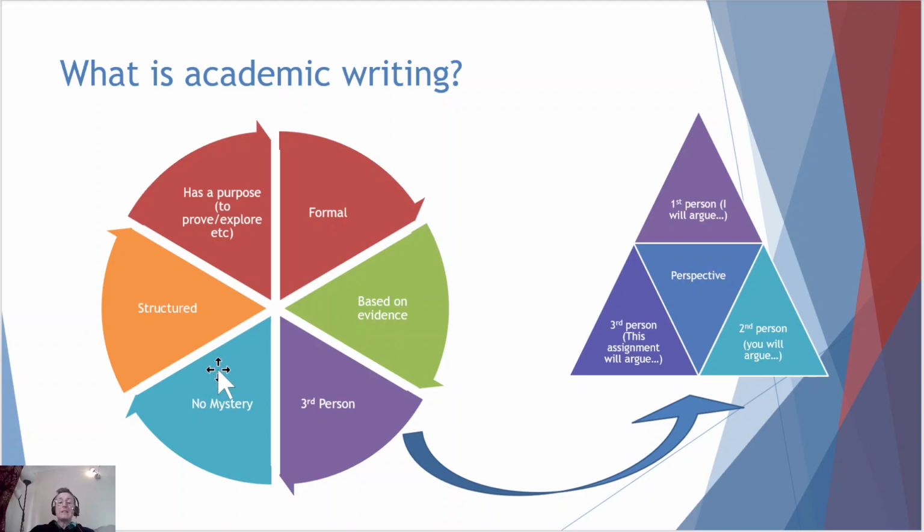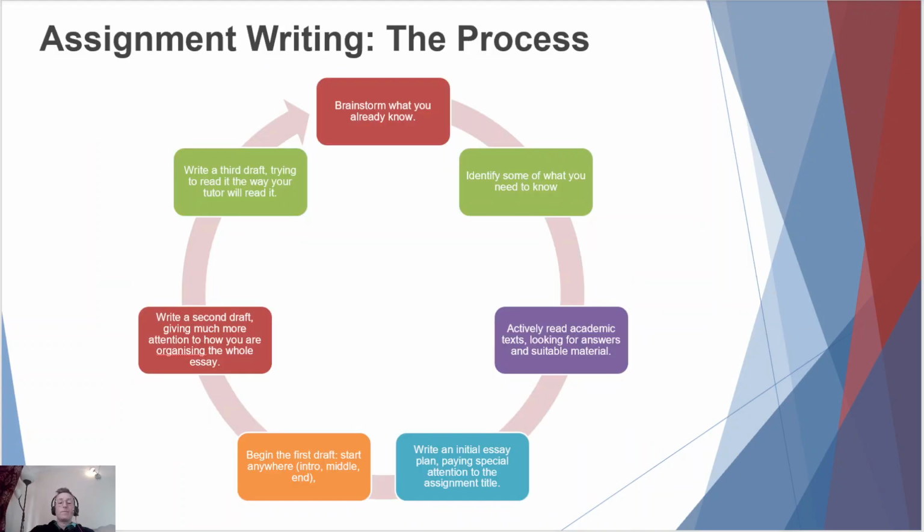This structure then leads us to the final point in the circle above there, which is the point and purpose to academic writing. Academic writing always has a purpose. It's there to answer a question, prove a point, explore a particular idea. Academic writing, it tells us about a process of unpacking a question.